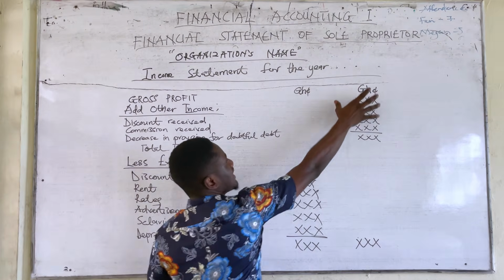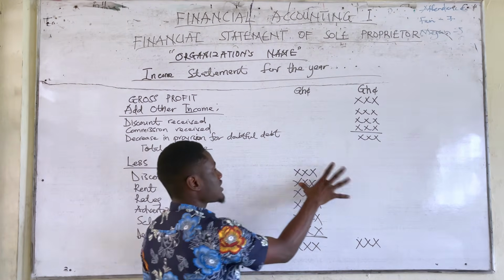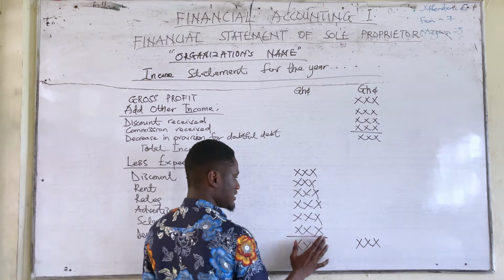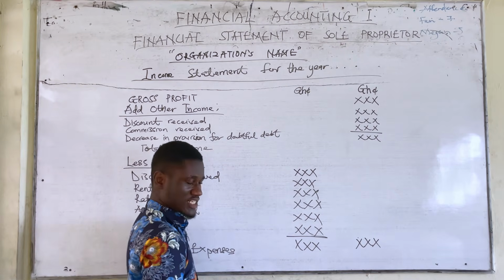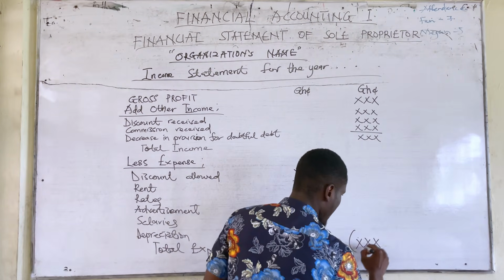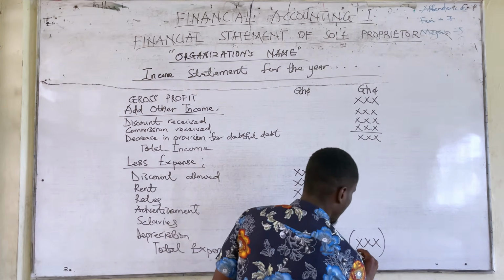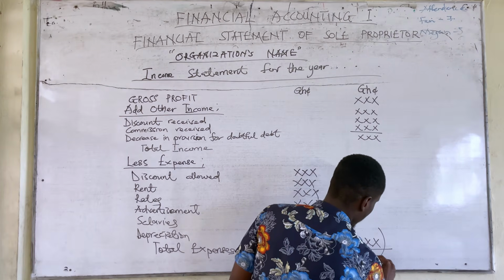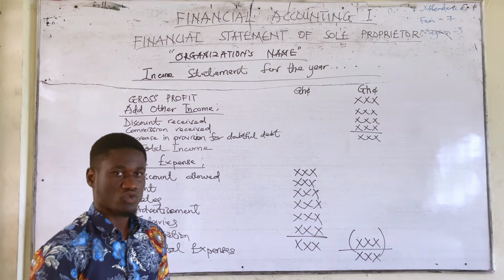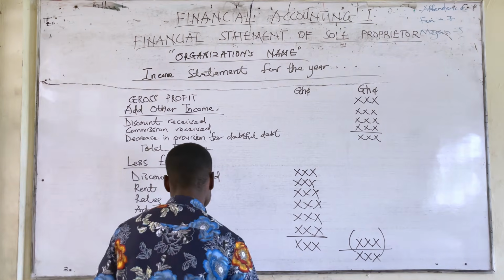Okay, so you've added this figure, leave it here. Come to the expenses, add them too. After adding them, what you get is your total expense. You bring it here, this same amount. You less it from the total income, and what you are going to get is either a net profit or a net loss. Do you get it? Good.